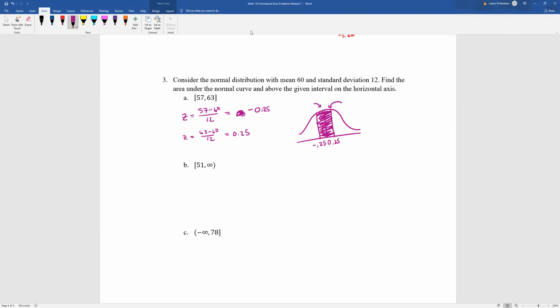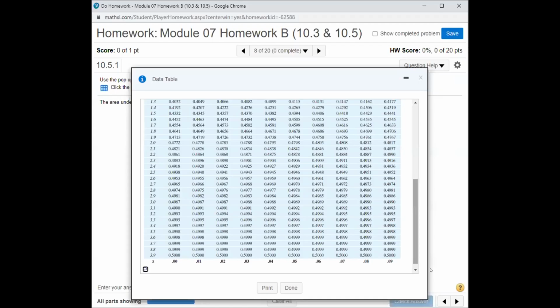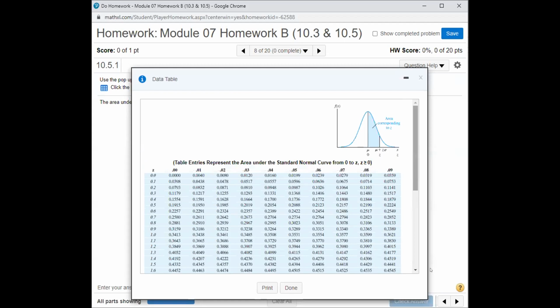So let's go back to our table. If they're not symmetric, if they're different values, you get both of them and you add them together if you're doing these between. So 0.25 is 0.0987.